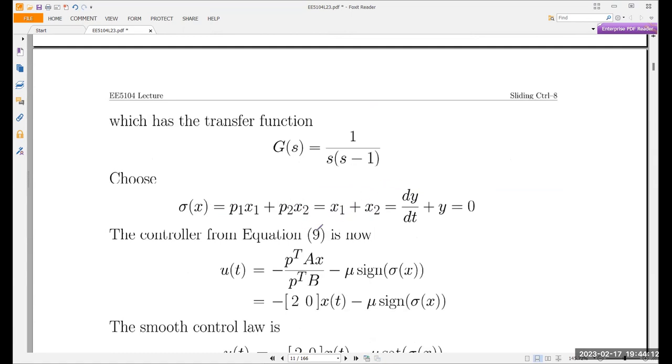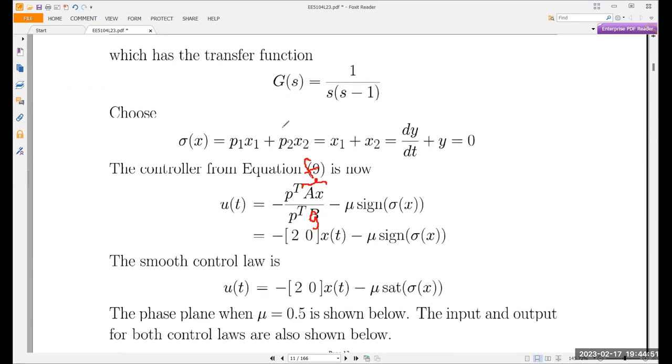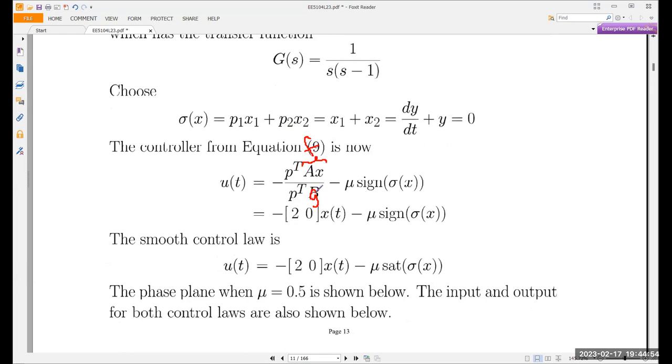All right. The formula, equation 9, will give you this. I think it is PTF. This is PTG minus mu sine sigma. So if you stick in A and X, which is here, this is A. This is B. This is C. You stick in A and X here, and you stick in B here, you will get this. So this would be the ideal case whereby you would get chattering. If you don't want chattering, then you replace sine with the set.